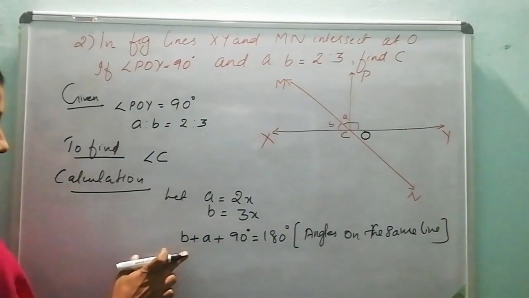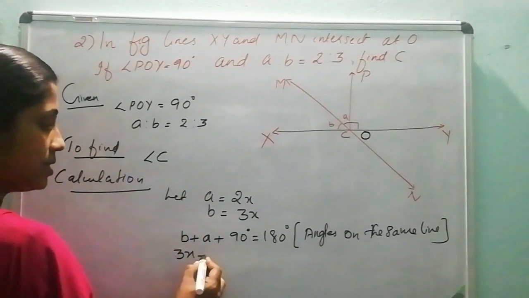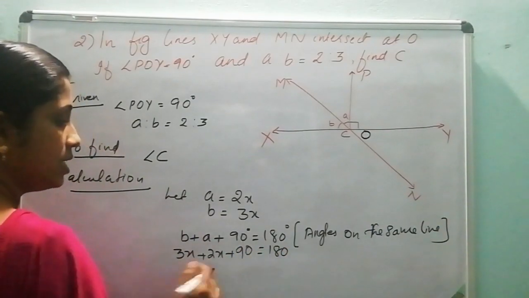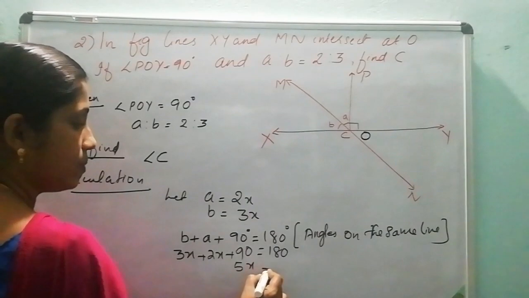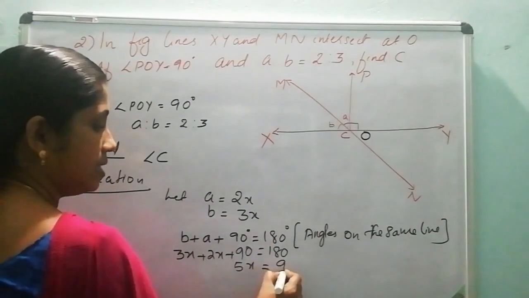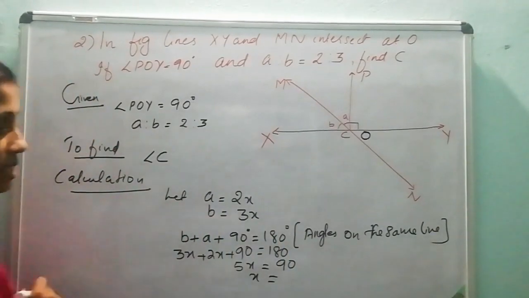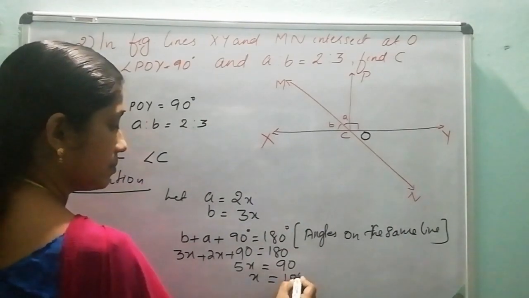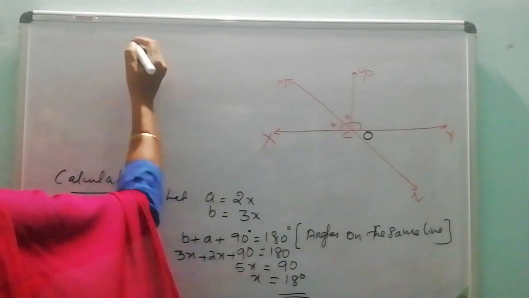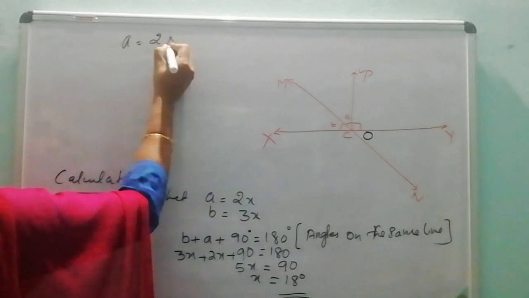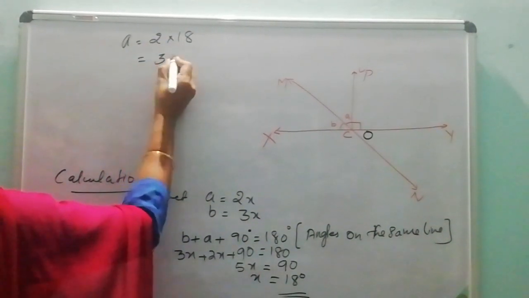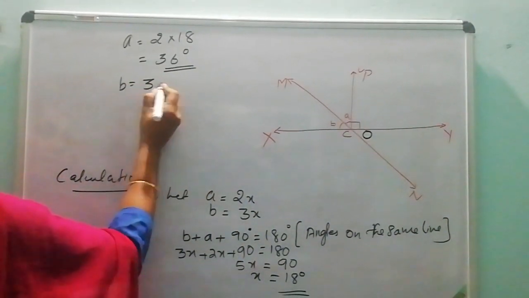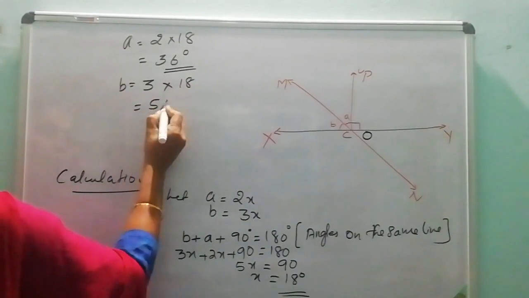Then substitute the value. What is B? 3x plus A, which is 2x, plus 90 is equal to 180. That is 5x is equal to 180 minus 90, that is 90. So what is x? 90 by 5 is equal to 18 degree. So A is equal to 2x, that is 2 into 18, equal to 36 degree. Then B is 3x, that is 3 into 18, equal to 54 degree.